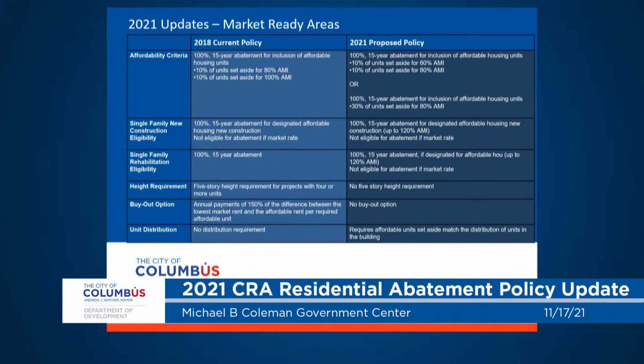We have also removed the buyout option, so there will no longer be the opportunity to pay a fee in lieu of providing those affordable units. And then we also looked at unit distribution, and really looking at the affordable units being commensurate with the mix of units that the development has. So if it's 50% one bedroom and 50% two bedroom, those affordable units would need to be distributed accordingly.